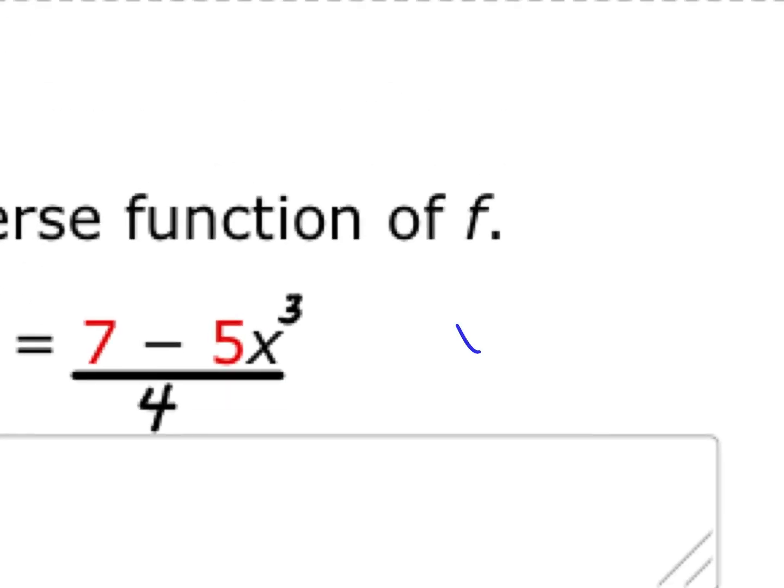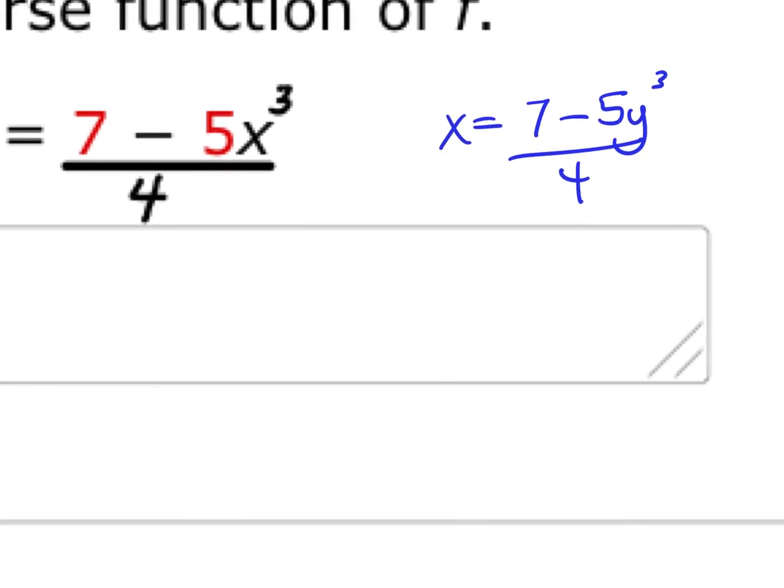Okay, flip the x and the y. So I have x equals 7 minus 5y cubed, right? Divided by 4. All right. We're going to undo. I want to get y all by itself. So what's the first thing I'm going to do? Perfect. We're going to multiply both sides by 4.